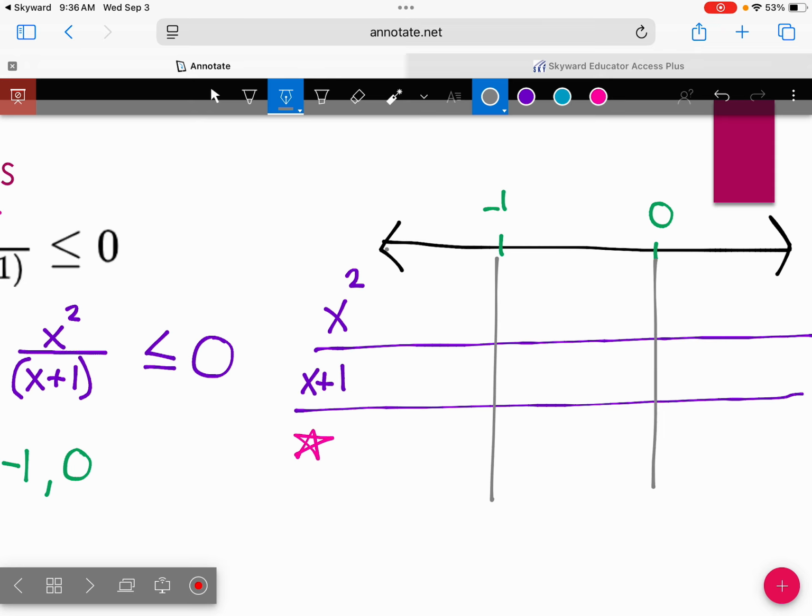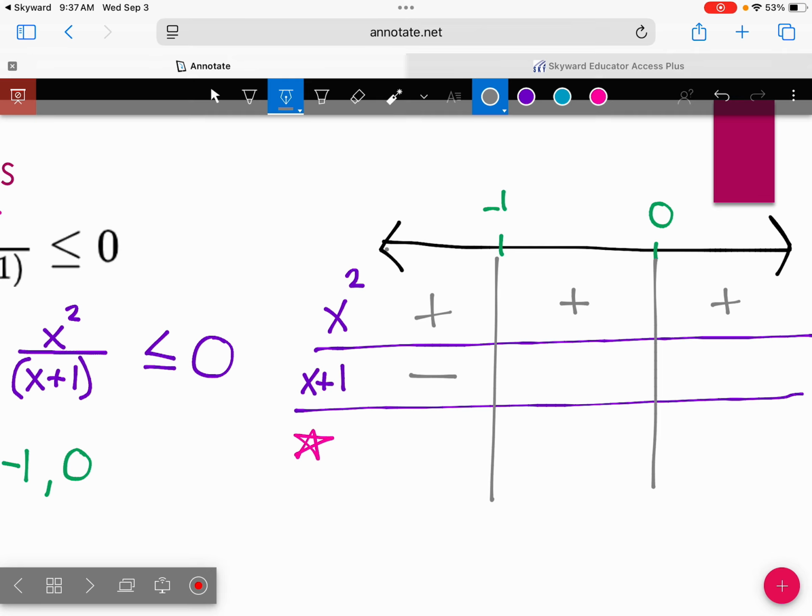So thinking about our x squared, if I have a number smaller than -1, is this going to be positive or negative? Positive. In fact, is this ever going to be negative? X squared, always positive. So I know, no matter what's going on here, everything's going to be positive. I can do that. So if I have a number smaller than -1, is this one going to be positive or negative? Negative.